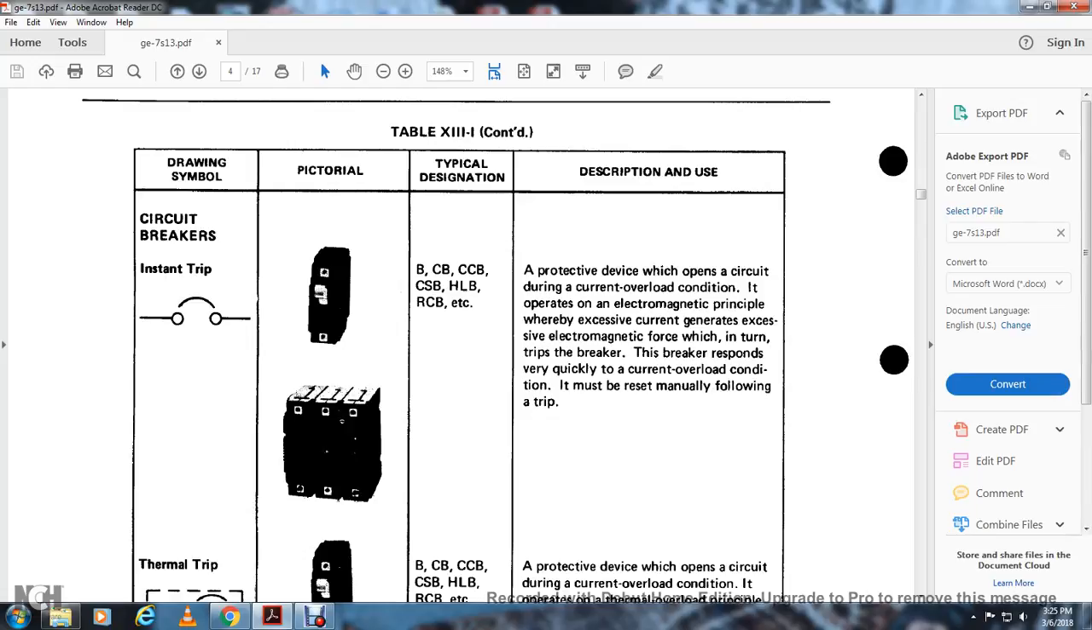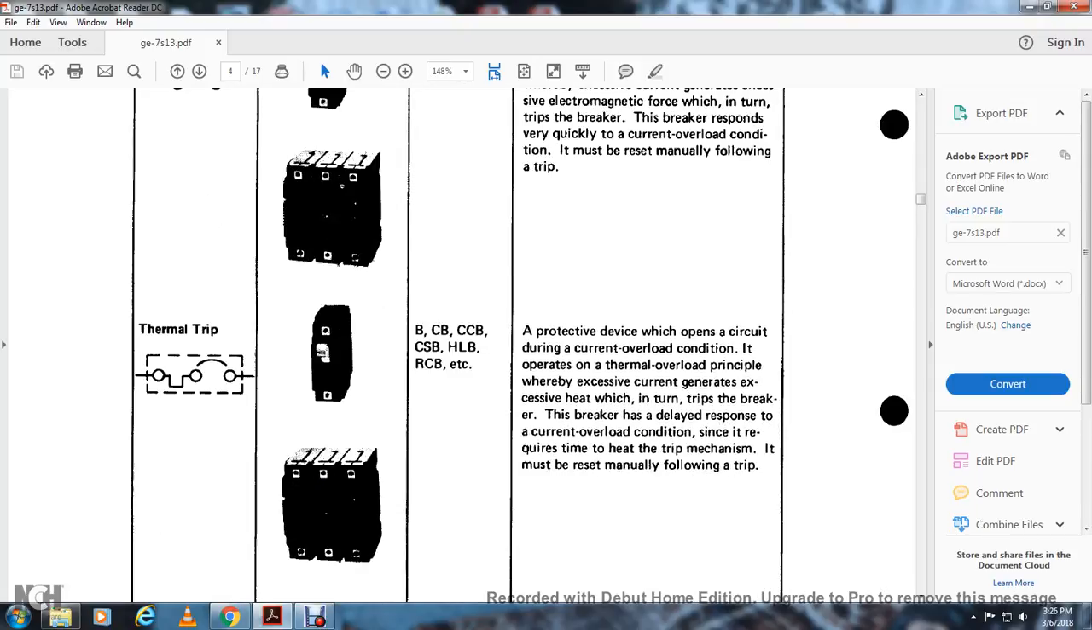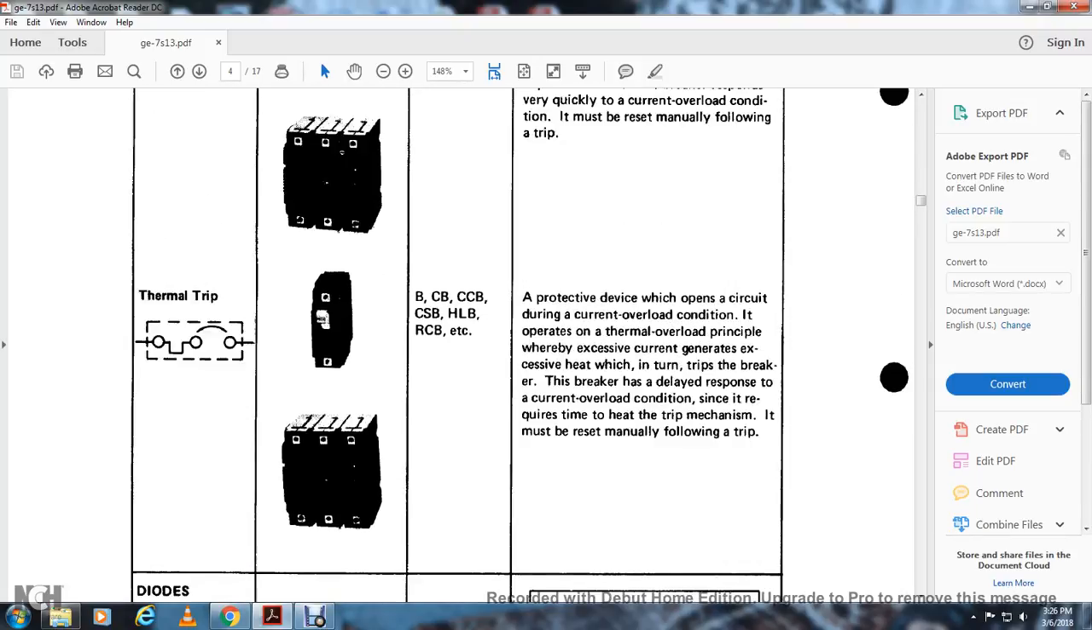The description and use: a protective device which opens the circuit during a current overload condition, operating on the electromagnetic principle, whereby excessive current generates excessive electromagnetic force, which in turn trips the breaker. The breaker responds very quickly to current overload conditions and may be reset manually following the trip. Thermal trip shown designations B, CB, CCB, CSB, HLB, RCB, etc.